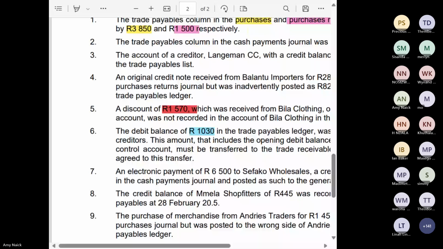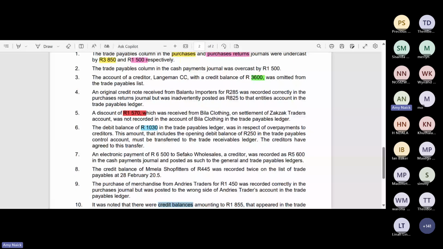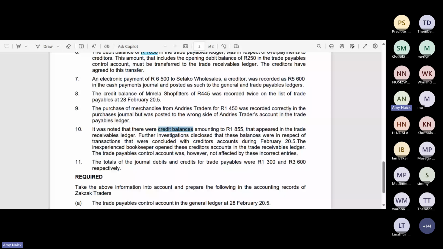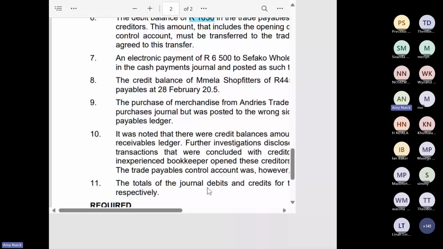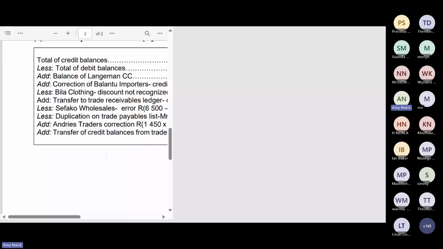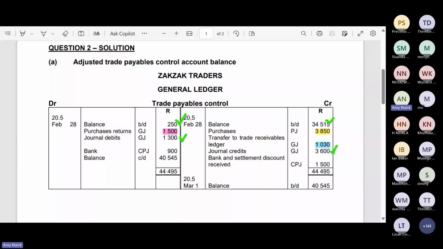Okay. Then the last note says the total of the journal debits and credits for trade payables were 1,300 and 3,600 respectively. So this is trade payables, so that's talking to the control account. The debit is 1,300 and the credit is 3,600. So all you're going to do is transfer that to the actual control account, right? So there's the journal debit and there's the journal credit.